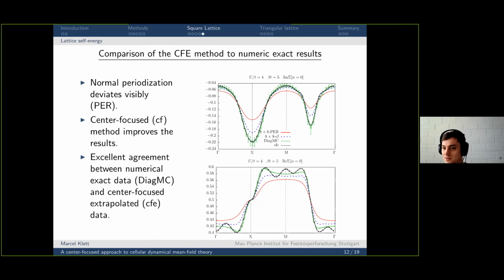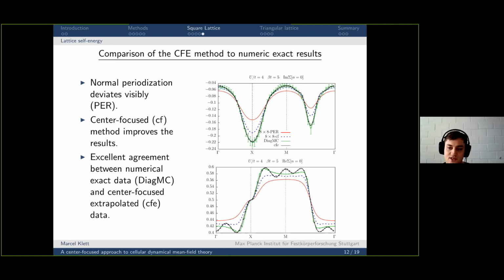On the top, we see the imaginary part of the self-energy for the first Matsubara point, and on the bottom, the real part. And again, we go through a closed path in the Brillouin zone from gamma to X to M and back to gamma. Besides the periodization methods in use, the green curve here is obtained using a diagrammatic Monte Carlo approach. So the green line is our numerically exact data. What we want to see is that our periodization idea lies within these green error bars.